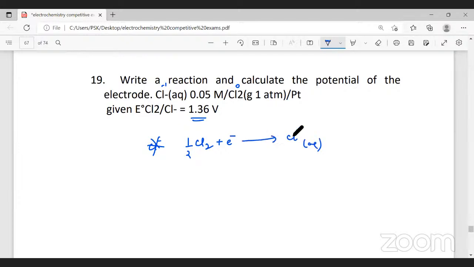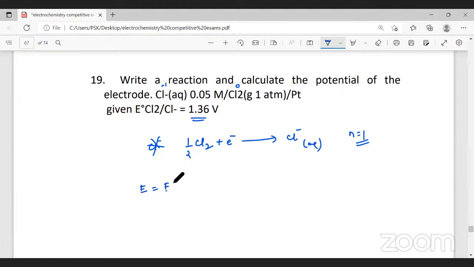And here the charge is -1. This is the reduction equation. All right. Now, aqueous. And the n value, the number of electrons involved, is 1. Therefore, we write n is equal to 1. They're asking you to calculate the potential. In order to calculate the potential, we know that it's the Nernst equation we're supposed to use.